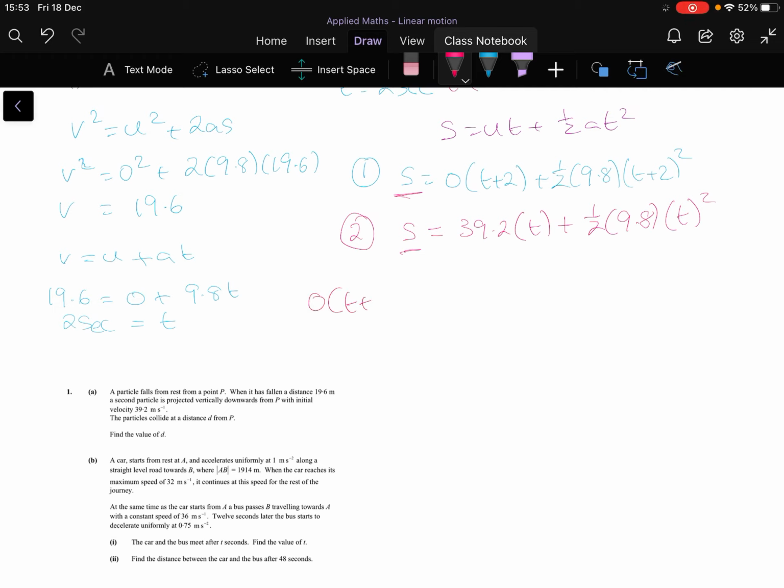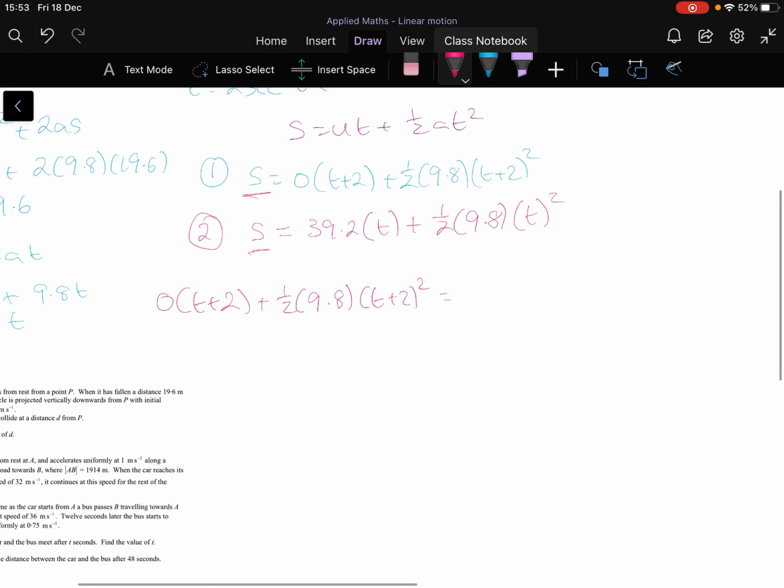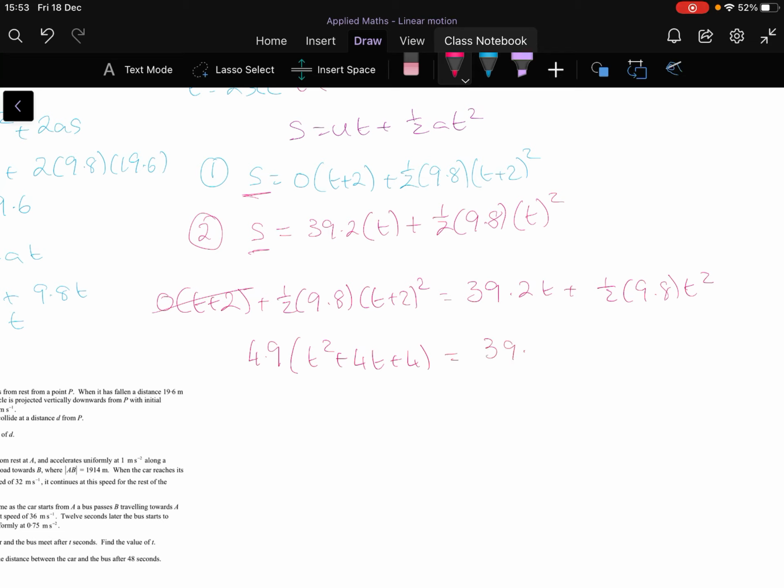0 times t plus 2 plus a half times 9.8 times (t plus 2) squared. When is that equal to 39.2t plus a half 9.8 t squared? I know this first section, when I multiply it out, I'm going to end up with 4.9, and that's going to give me (t squared plus 4t plus 4) equals 39.2t plus 4.9 t squared.